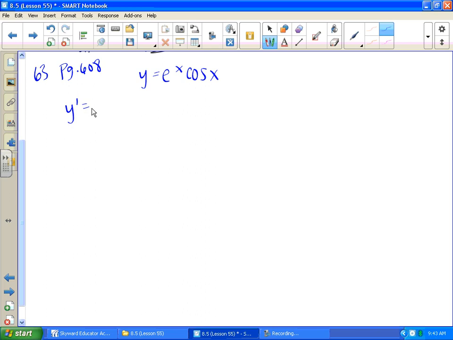So I'm going to leave e to the x alone. What's the derivative of cosine? Negative sine. And now I take the derivative of e to the x, which is still e to the x, and I leave cosine alone. What can I take out of both of these terms? E to the x, so I'm going to do that. And what am I left with? Cosine minus sine.